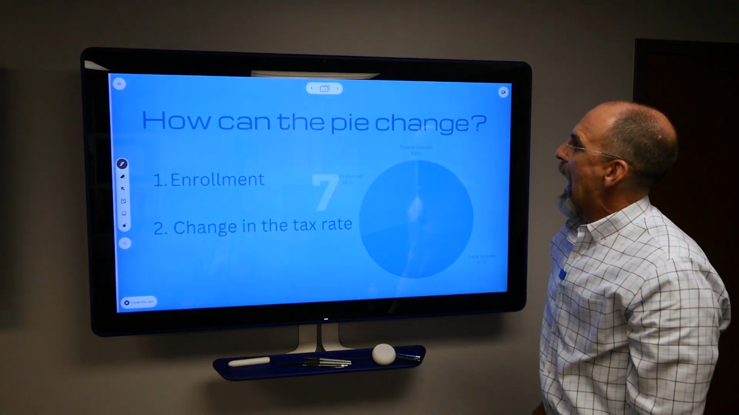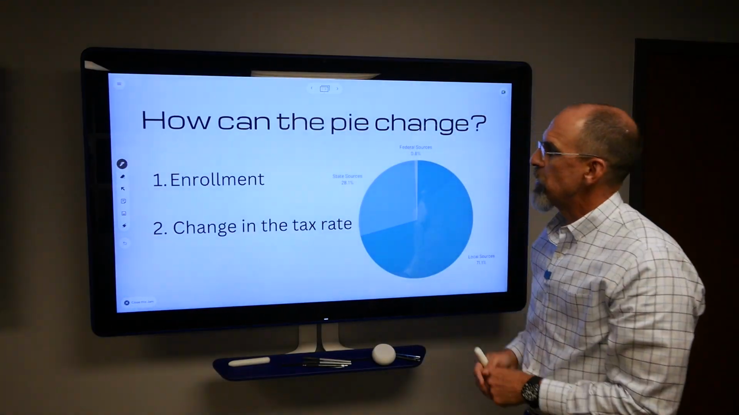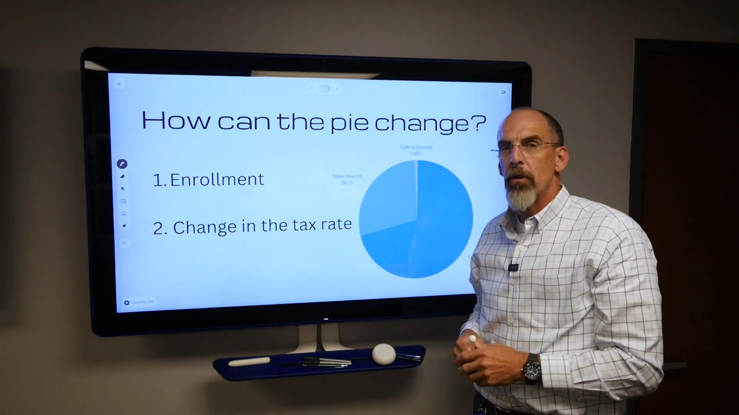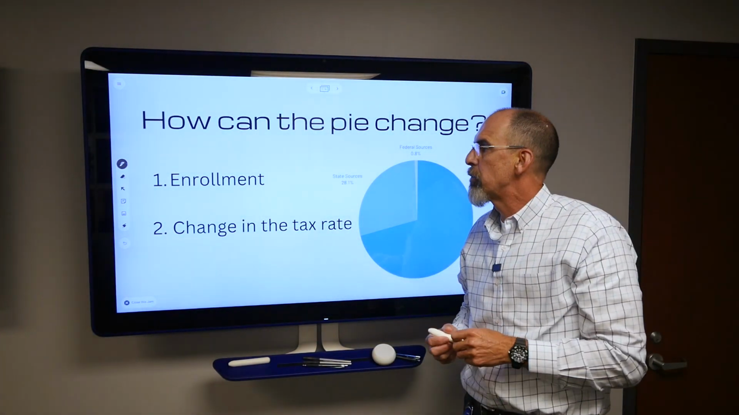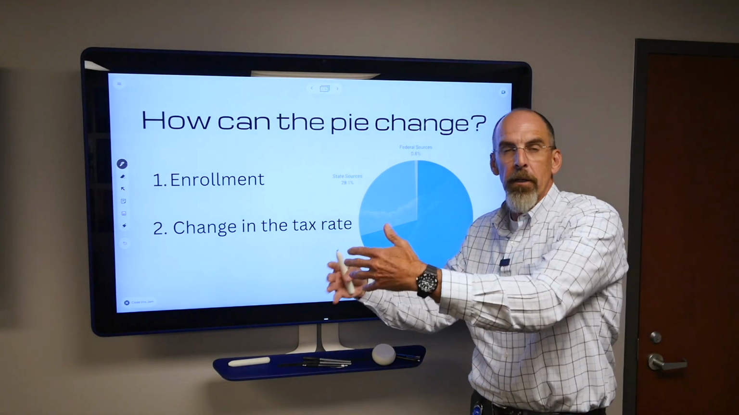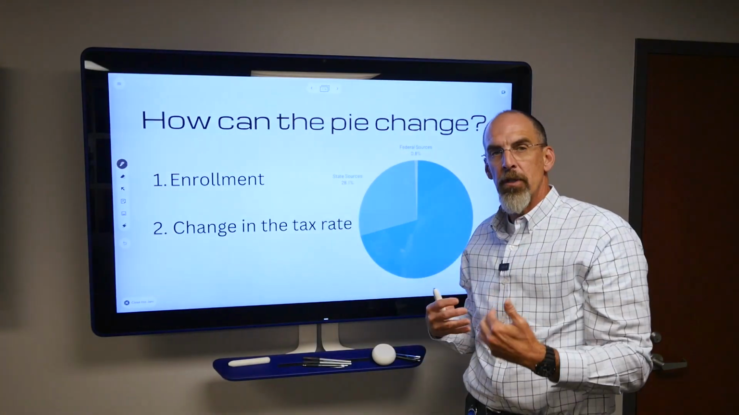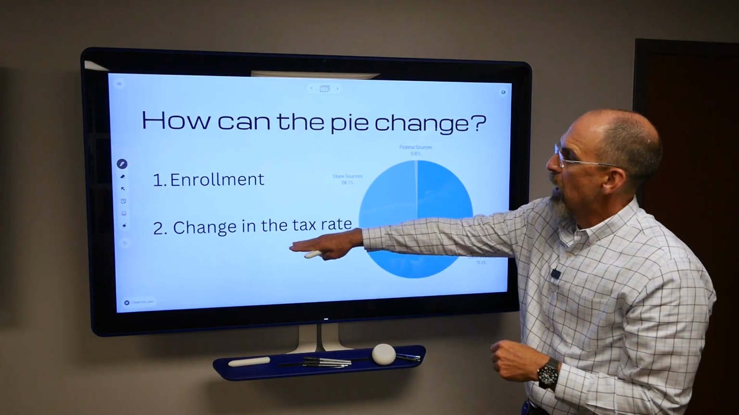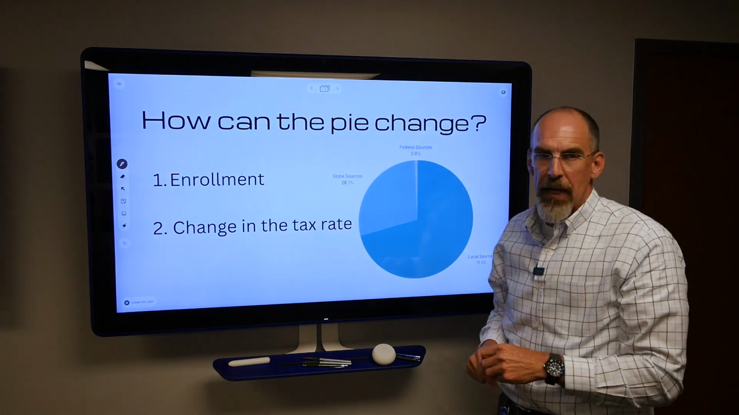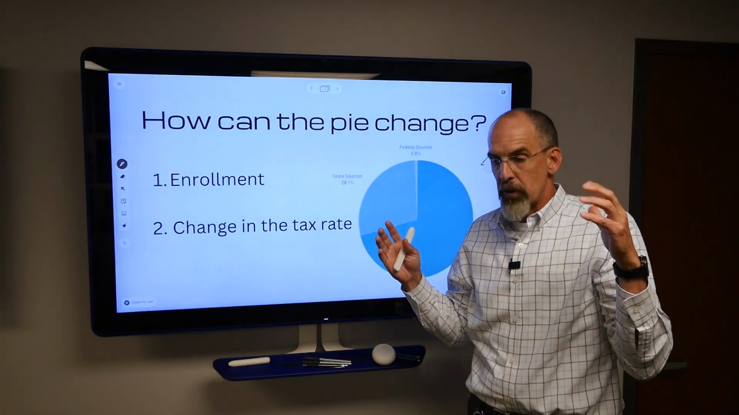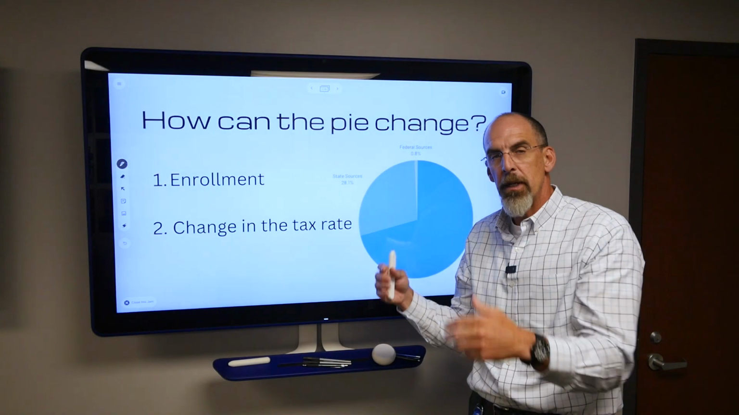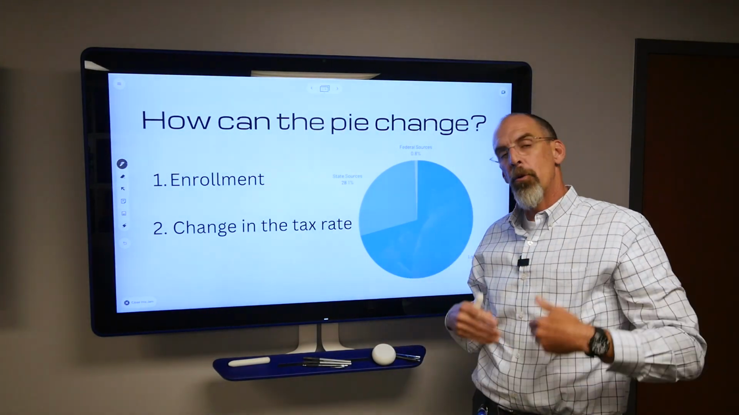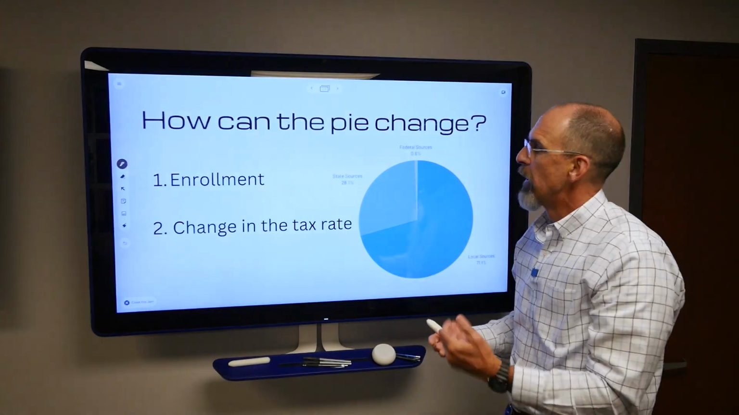So, how can that pie actually change? Two ways. One, an increase in enrollment. Right now, each student is valued at a little over $6,000 per student. As more enrollment comes, that number comes in and becomes part of our revenue, the money that comes in. The second way would be to change the tax rate. There's a process that we'll talk about here in just a minute that changes the tax rate to expand the size of the pie to increase the funding to public schools.